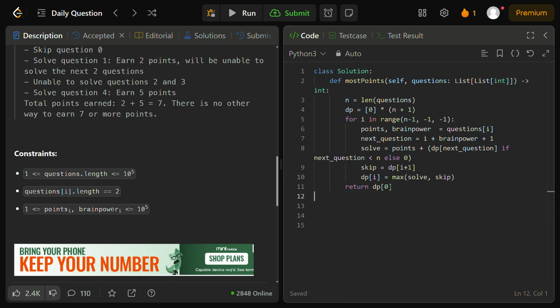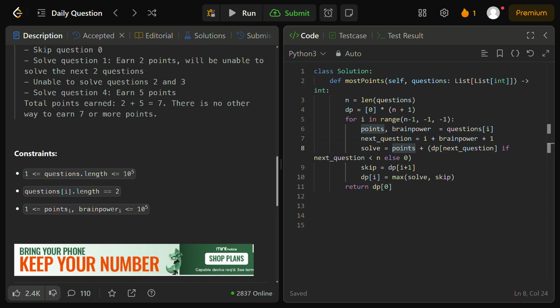First, once we initialize dp to be all zeros with dimensions of n plus 1, we then iterate backwards from the last question, n-1, to the first question, which is index 0. We get the number of points from solving this question, and the brainpower, or the number of indices that we skip if we choose to solve this question, which gives us the index of the next question. We decide whether we want to solve it or skip it, right? Those are the two choices we have for each index i.